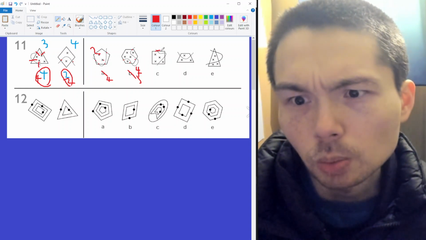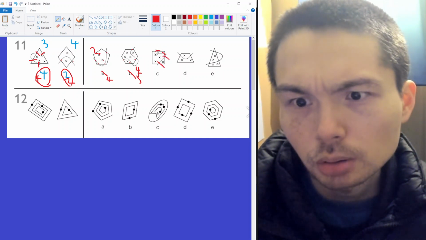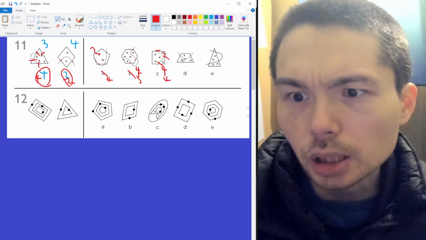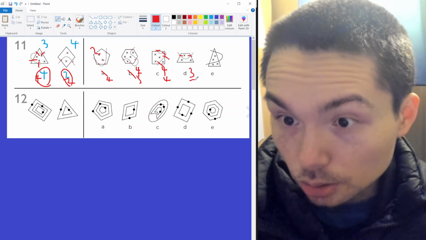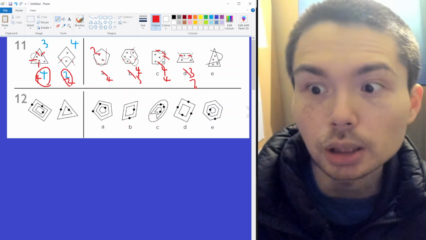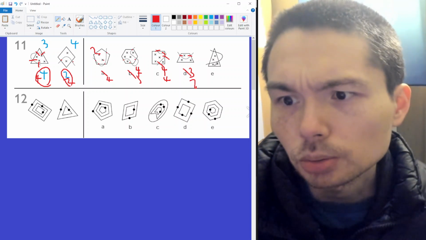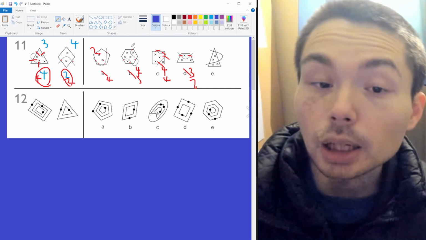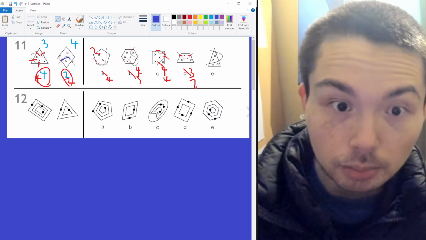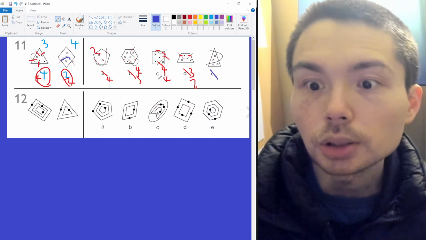C. 1, 2, 3, 4. 4, 4. Looks good. D. 1, 2, 3, but it only meets the shape twice. 3, 2. Nope. And here the string is not even the same. 1, 2, 3, 4. 1, 2, 3, 4. Okay. But we can see that from the beginning. Dots here. There's a dotted string. No. There we go. C is the answer.